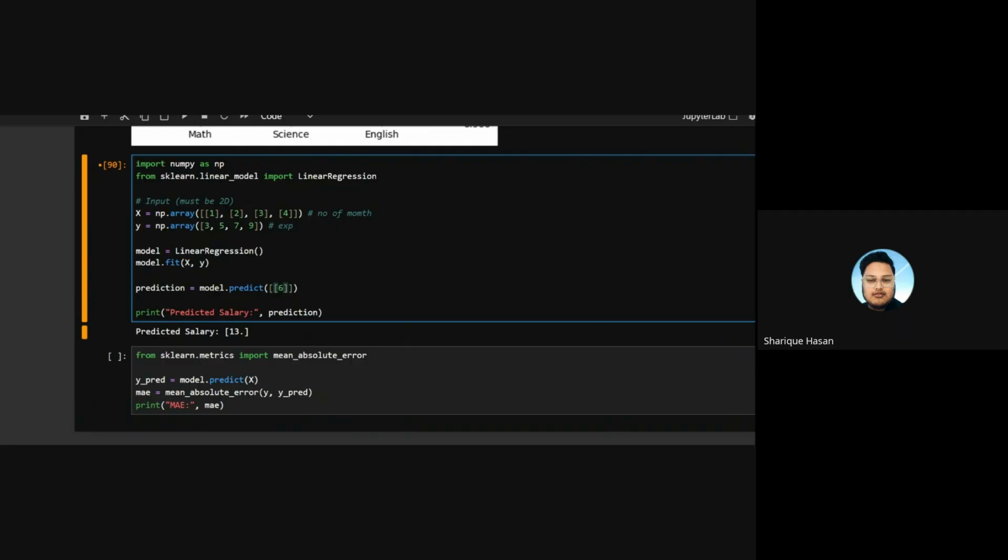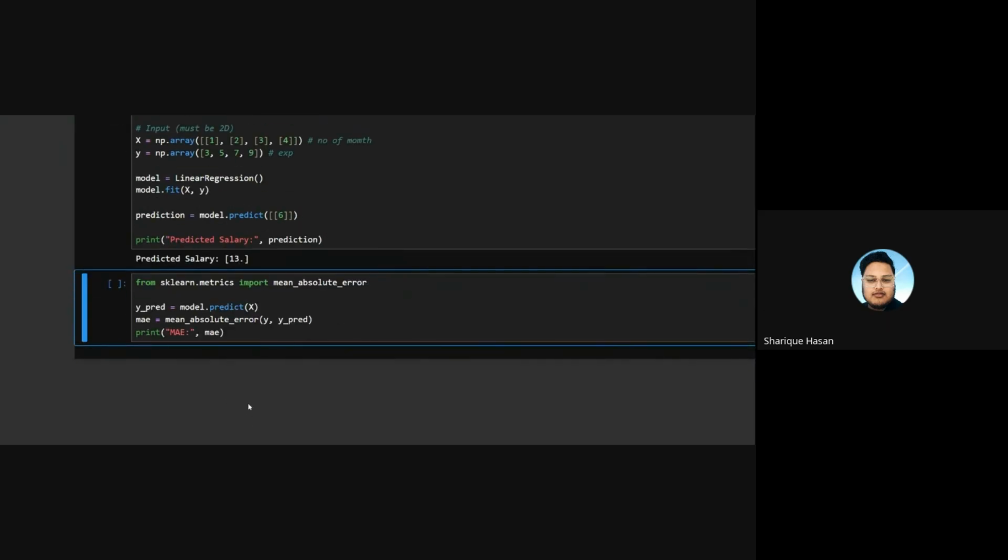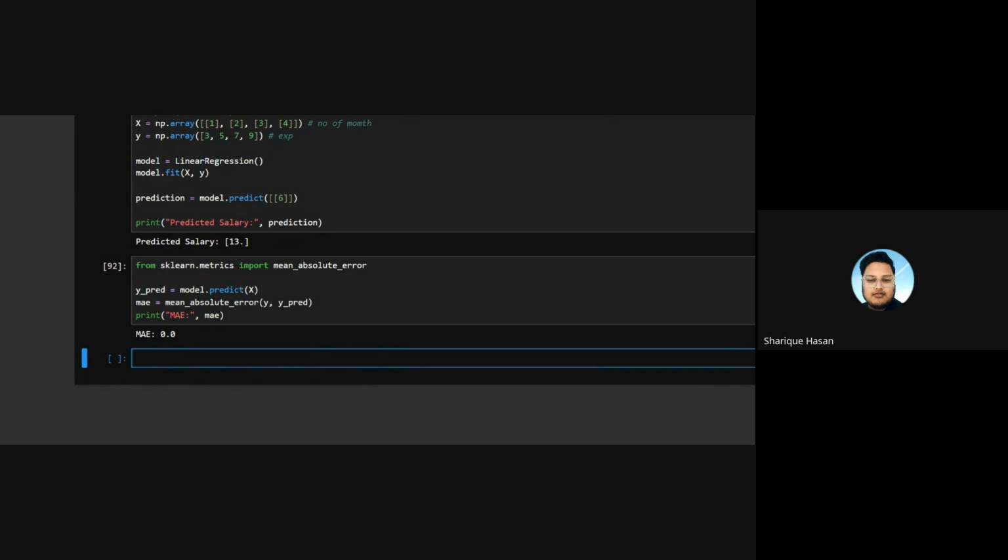Now you're going to use this code. So y predict is model predict x. What we're going to predict is the MAE, which is mean absolute error. We put in y test and y predict, and we calculate the MAE. We have not given any data, so the MAE will be 0. Okay, this is just to give you an example of the code we have provided.